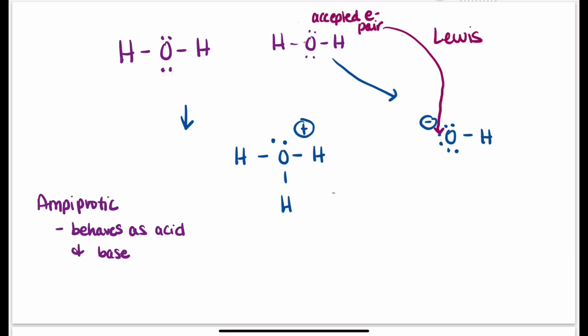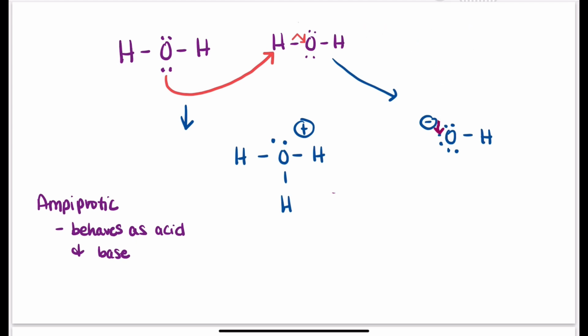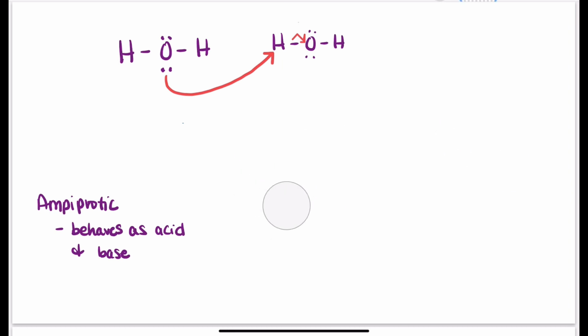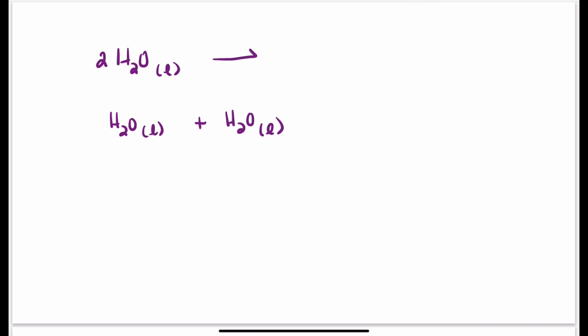But how does this relate to Kw? I didn't mean to erase those ones. How does this relate to Kw and this idea of hydronium and hydroxide being interrelated to each other? So if I don't draw it out by Lewis structure, if I just draw it out by formula, it's a little bit less space consuming. I've got 2 water molecules, and I can either write it like this or I can just write them next to each other. It doesn't really matter. Whichever way you want to do it.